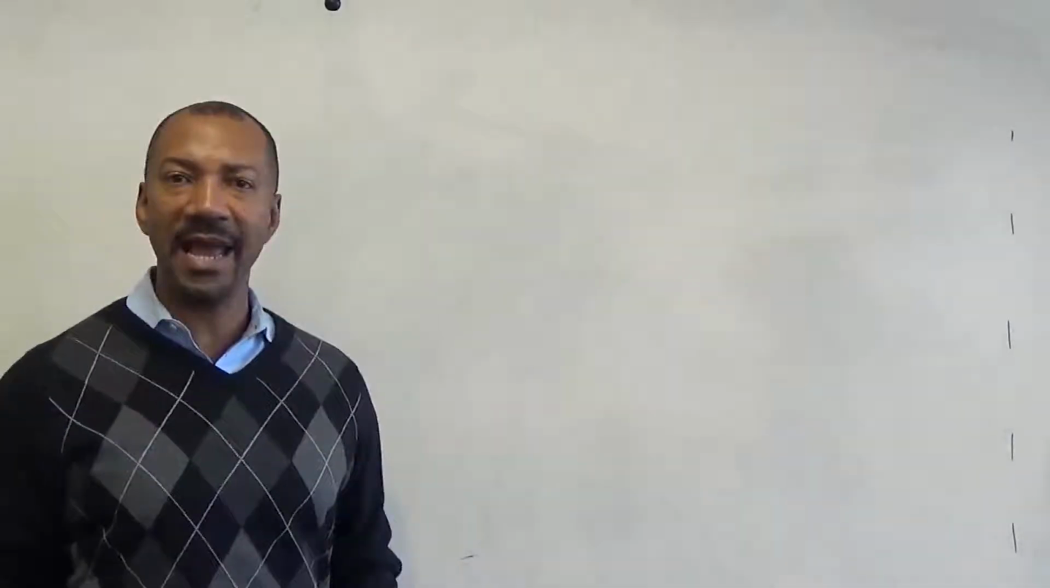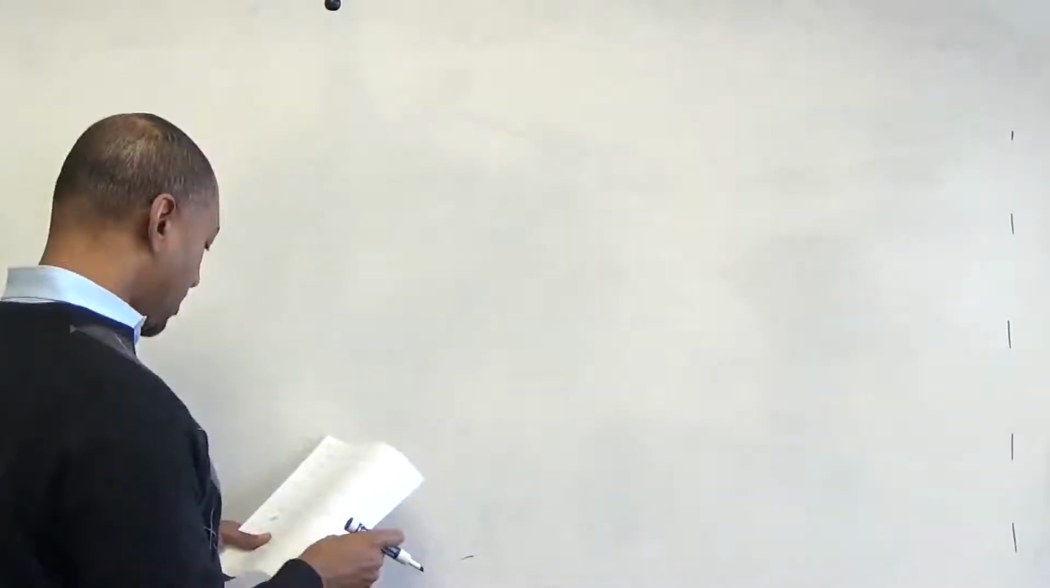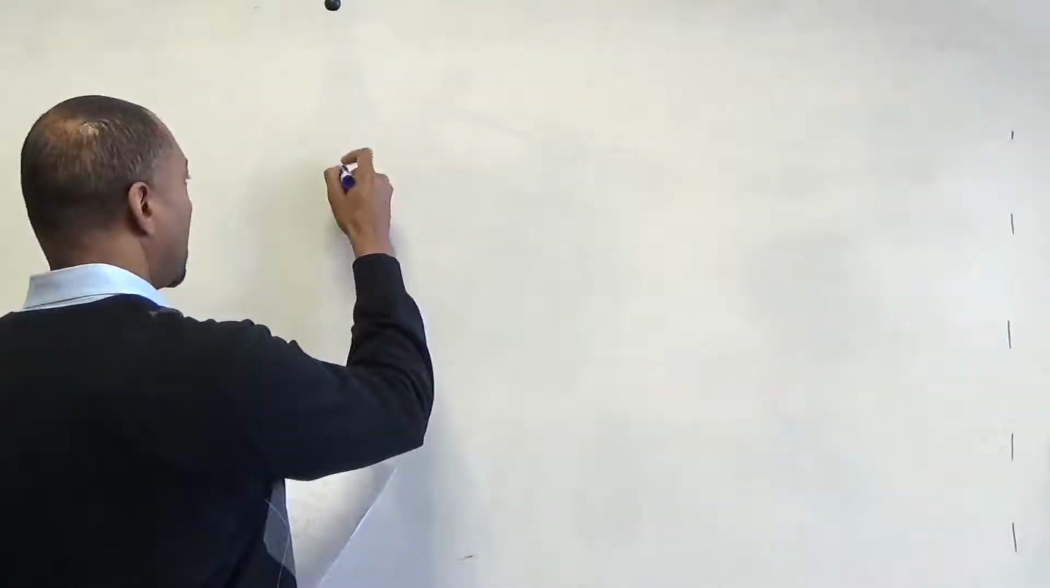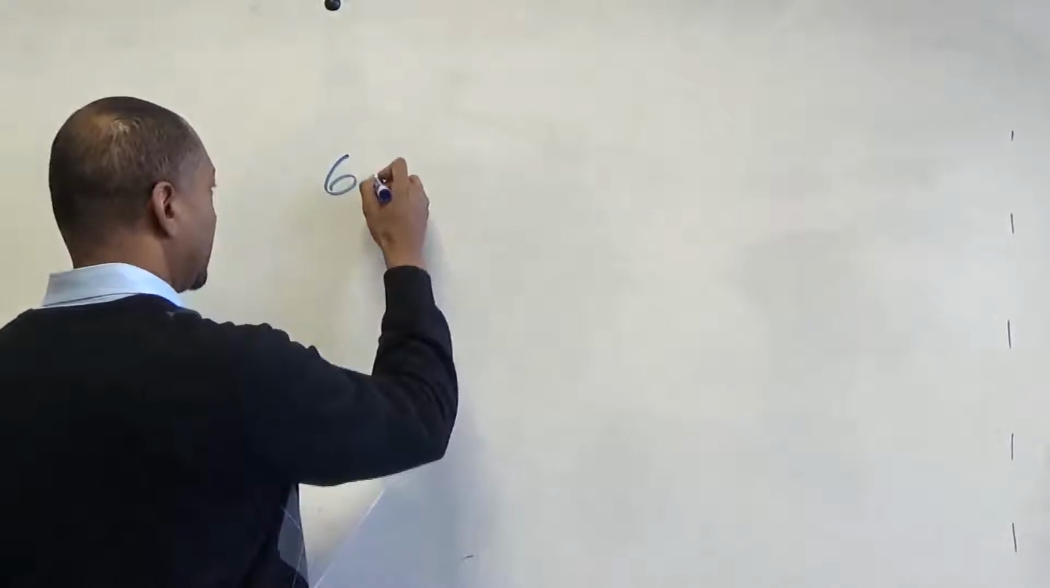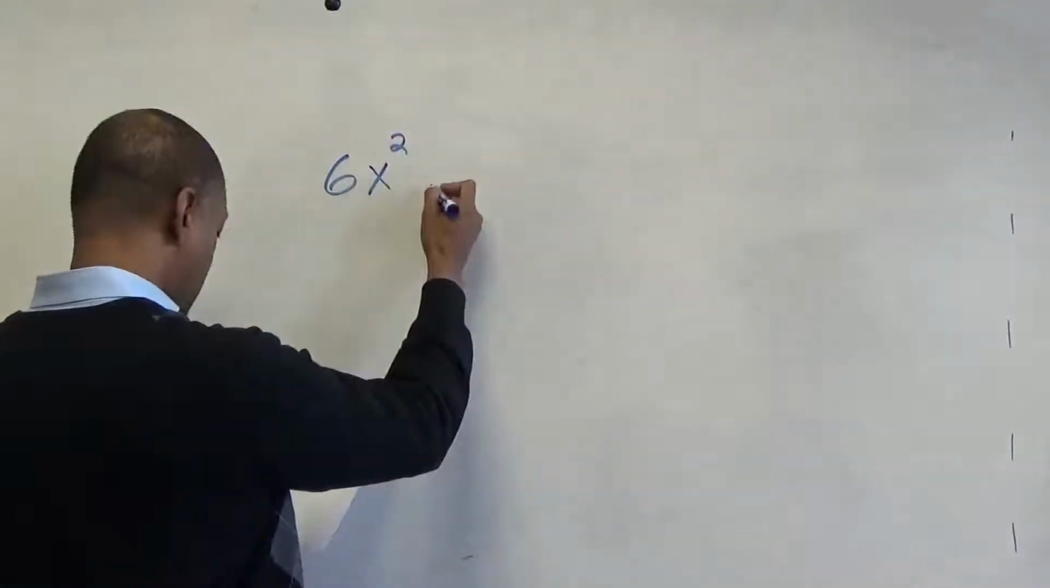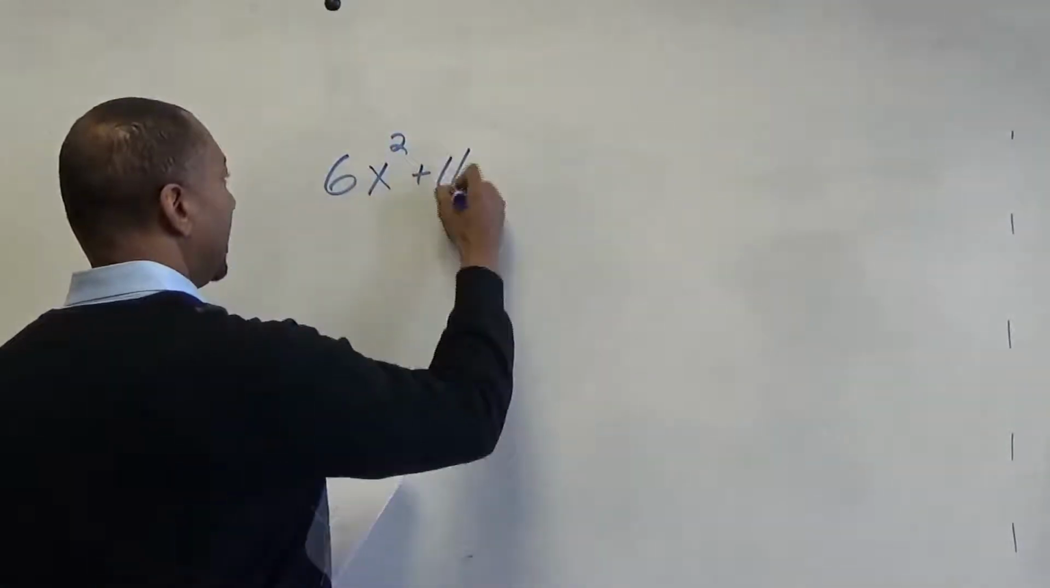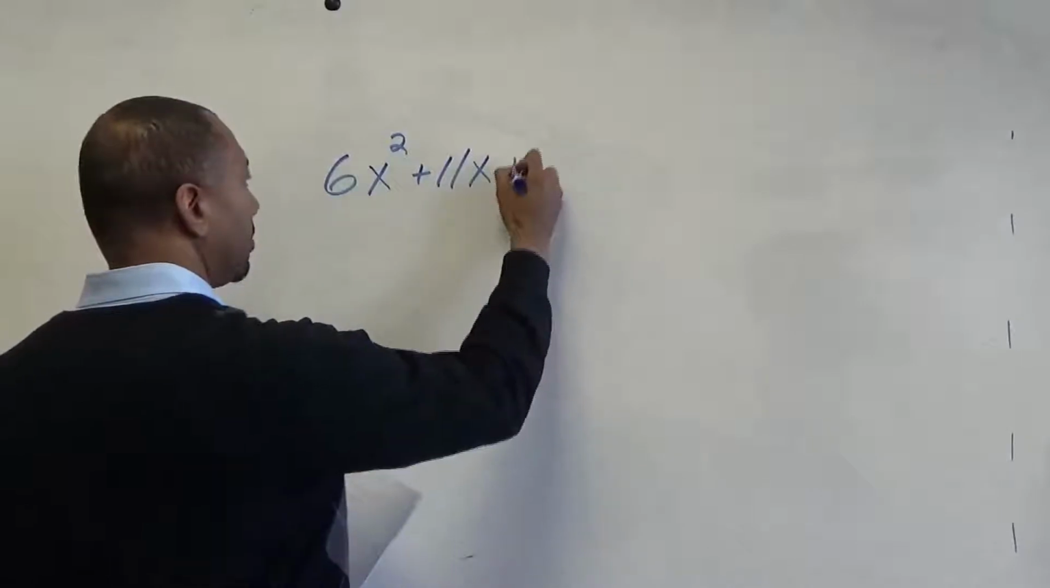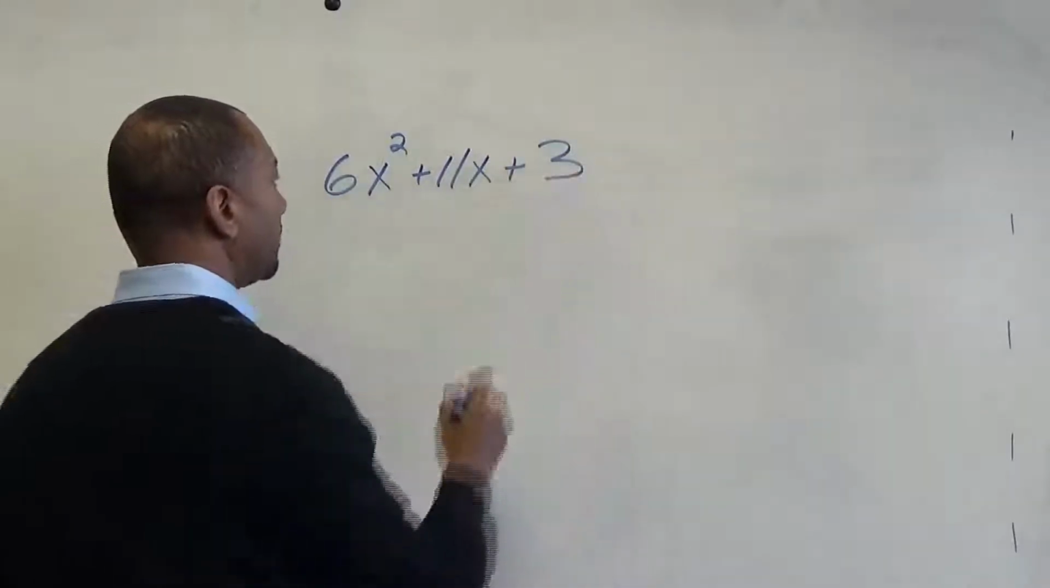Okay, welcome to another video for learning how to factor three terms. Let's take a look at a problem. We'll start with 6x squared plus 11x plus 3.